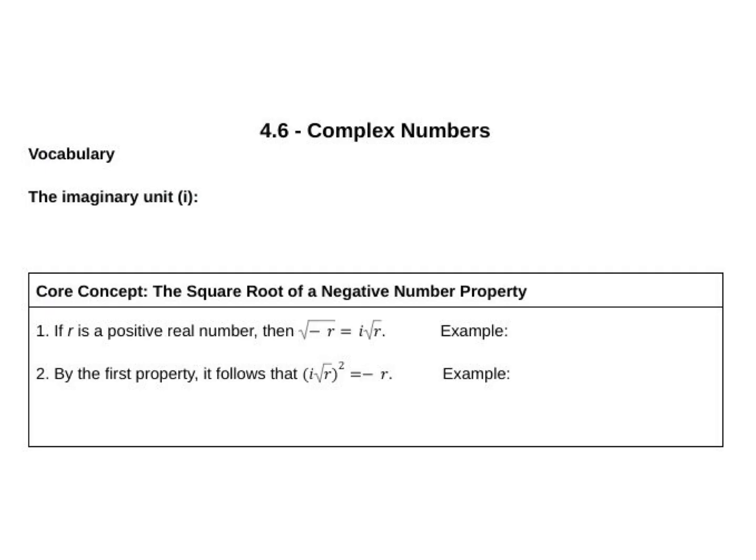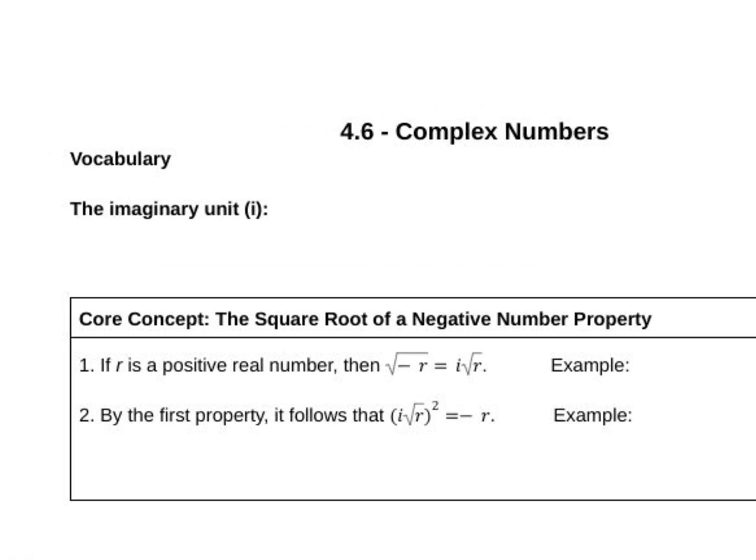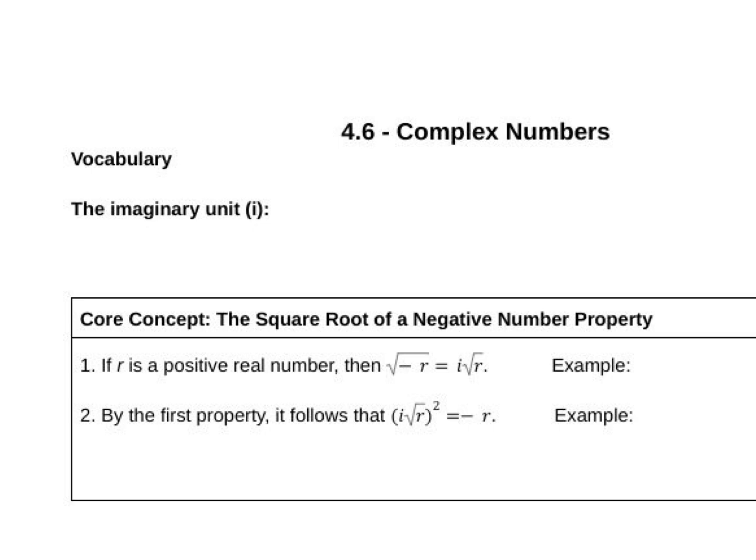All right, so on 4.6, I think we just keep it simple. The imaginary unit i. We are going to use i to mean the square root of -1. Okay? That is going to help us actually find the square root of negative numbers.